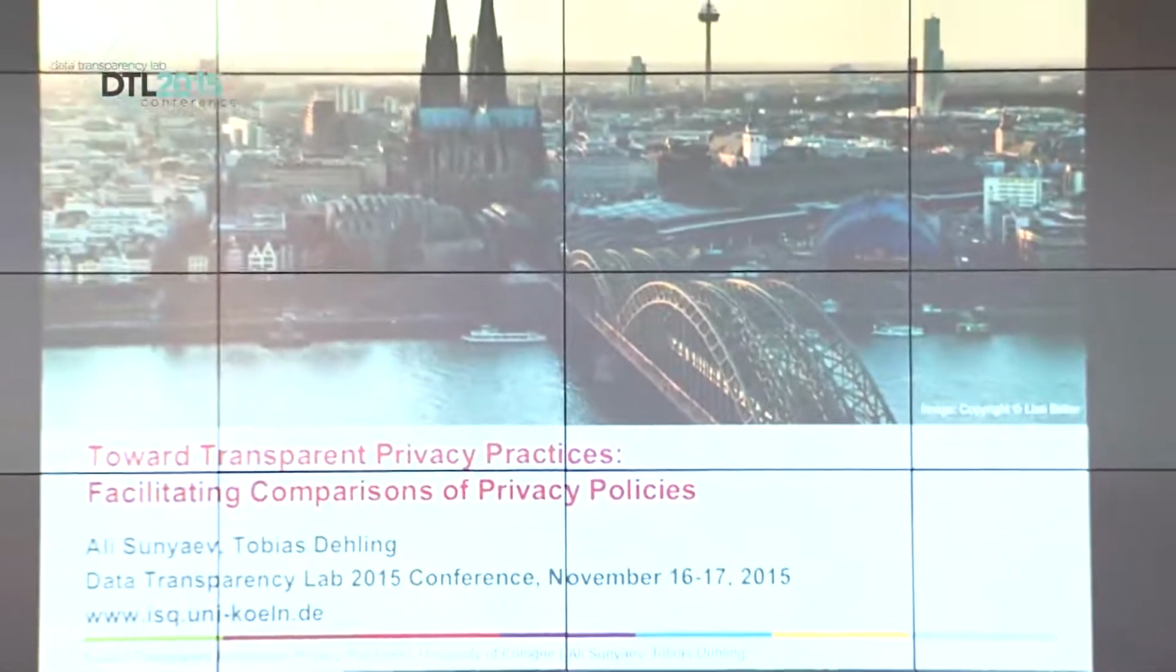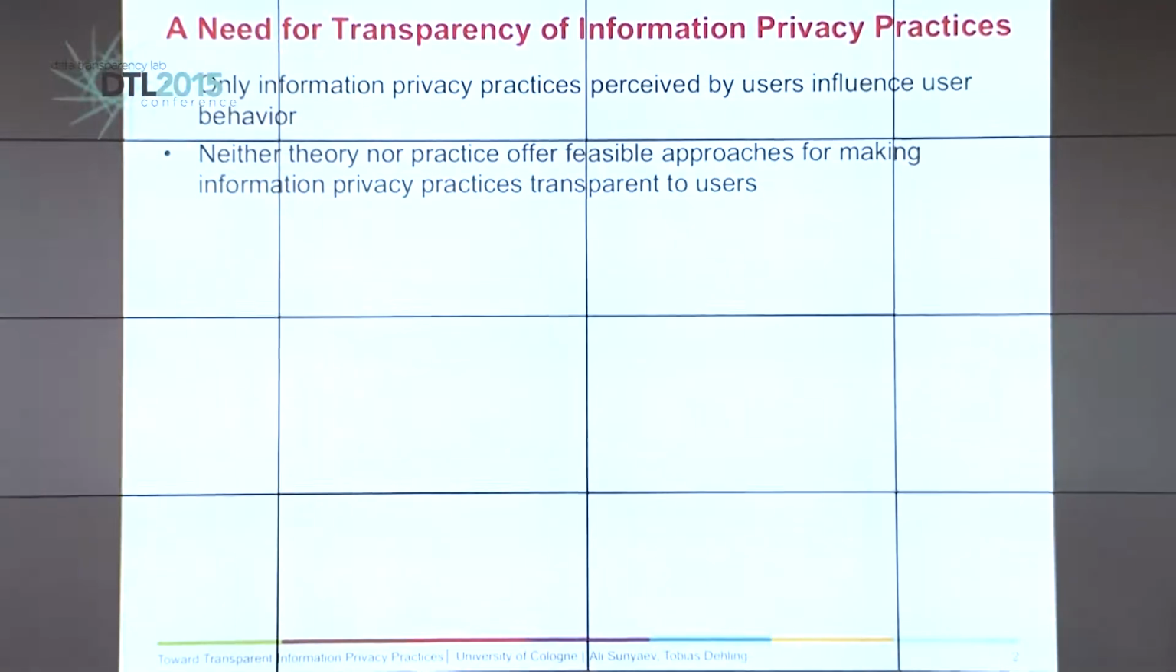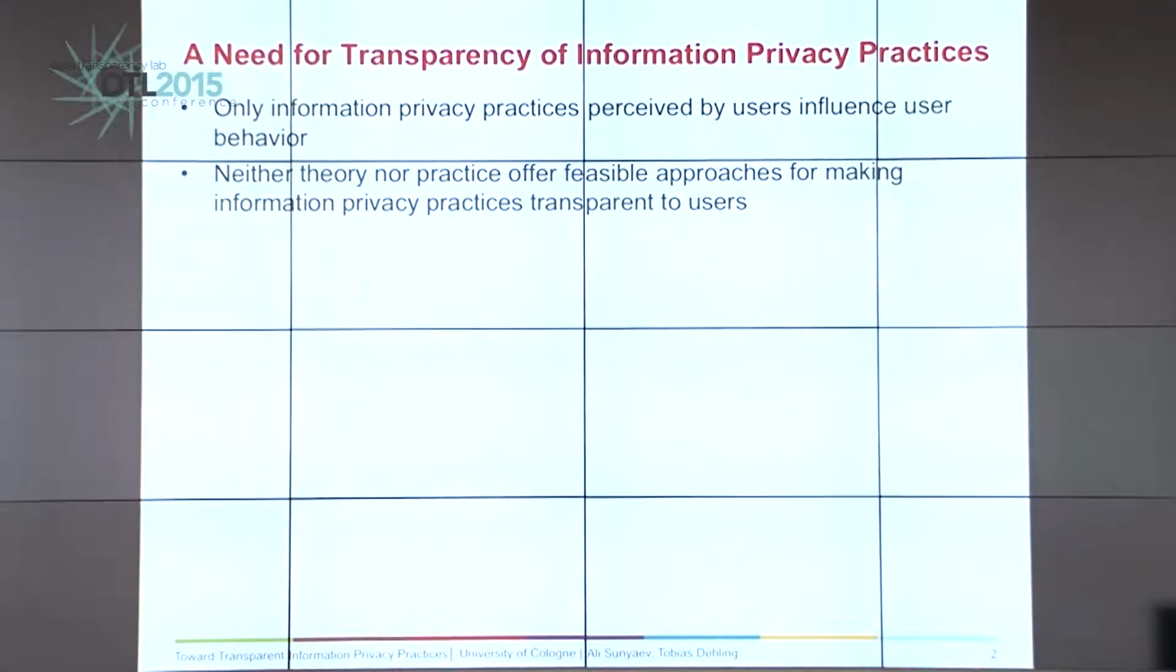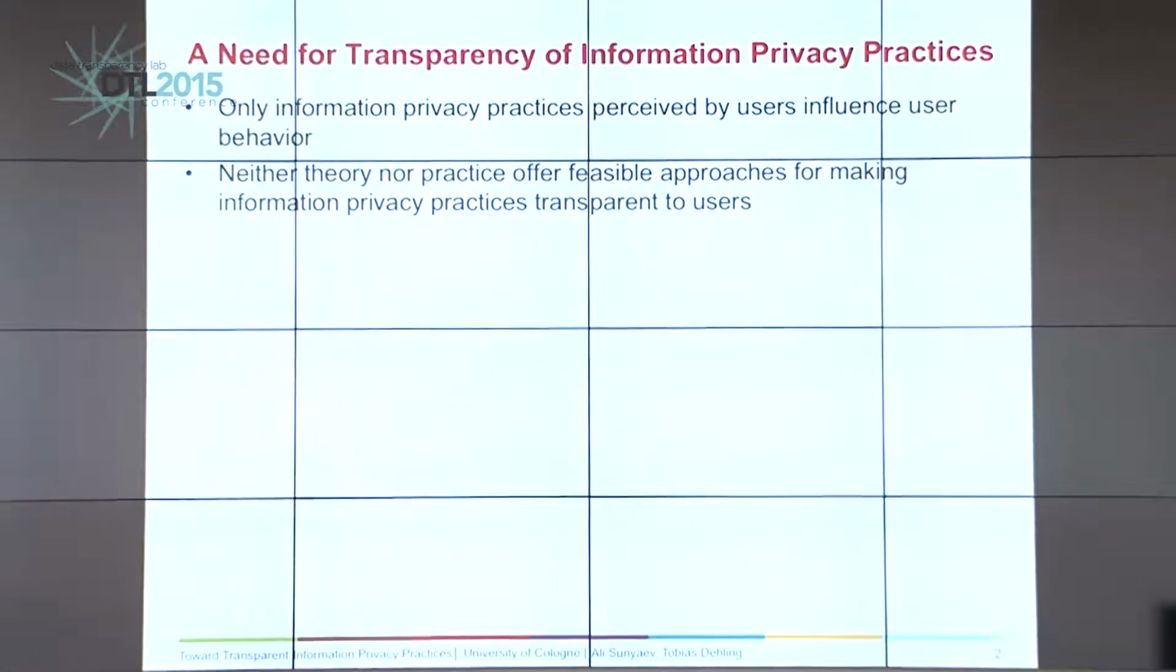So the big picture is that users are concerned about information privacy, and the providers implement information privacy practices to address those concerns. The problem, however, is that only those information privacy practices that actually are perceived by the users can work towards influencing their behavior. And well, neither theory nor practice currently offers feasible approaches to actually make the information privacy practices transparent to the user.